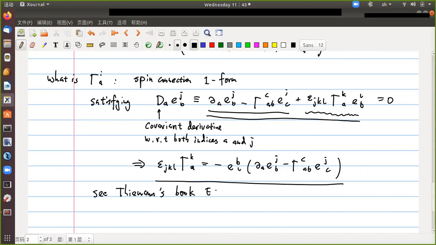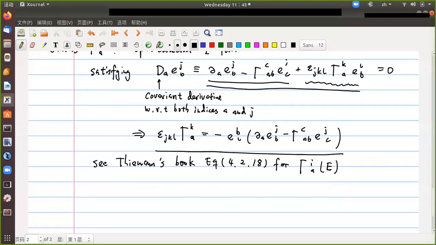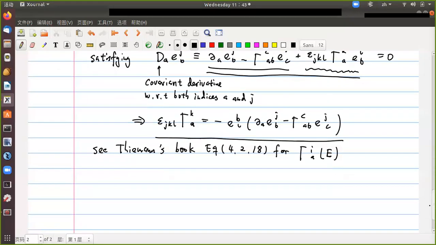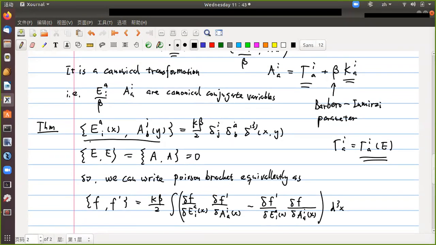The equation 4.2.18 for the expression of gamma IA as a function of capital E. Yeah? And you are going to use this formula and work out this homework. So basically, this homework is just to let you derive the Poisson bracket between E and A.